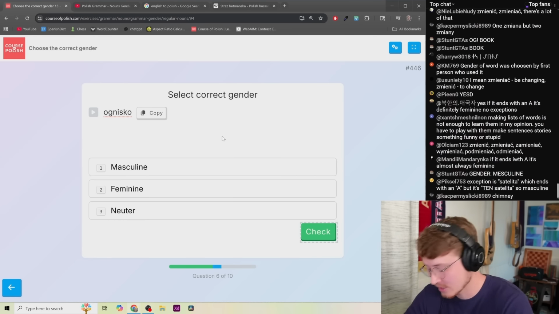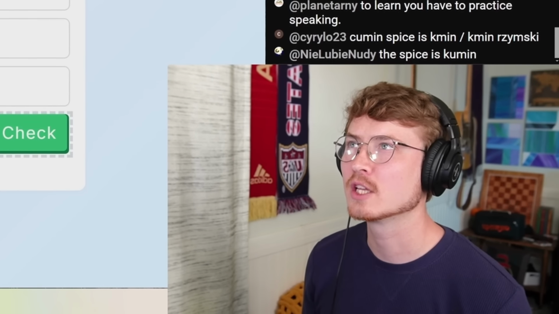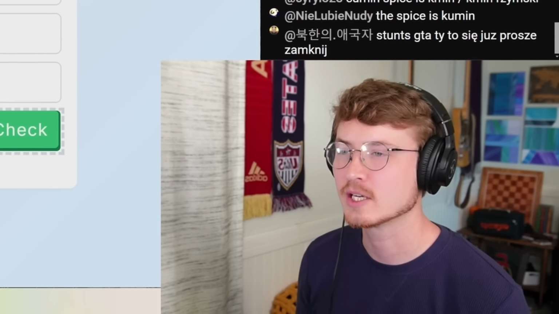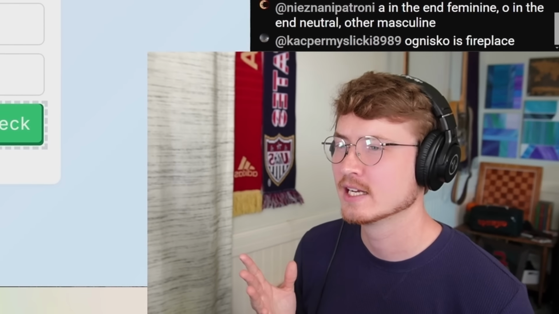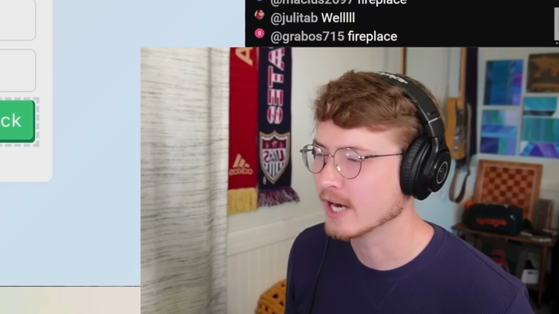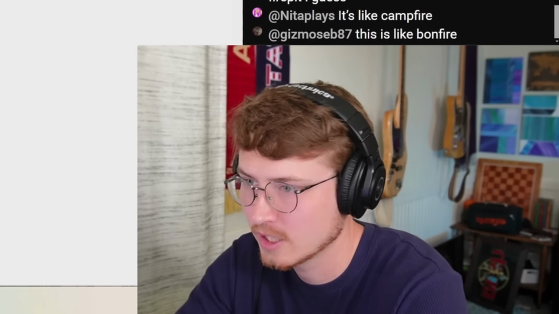Fire. That's actually a good one to know. Ognisko. See, this is what makes Polish so much more difficult than basically all of the Romance languages, because in basically all the Romance languages, the word for fire is at least somewhat similar to the word fire in English. Fire is ogień. Okay, so ognisko would be more like campfire.